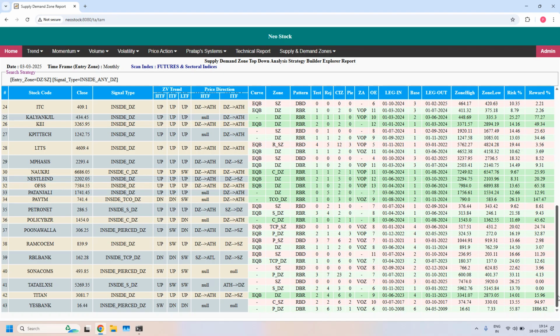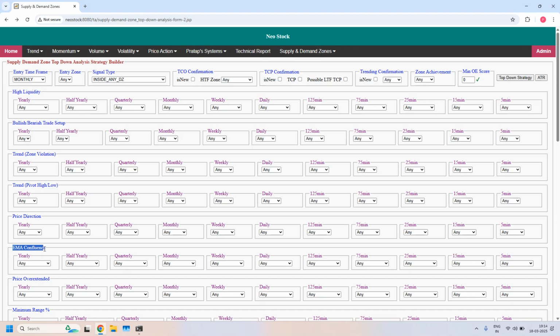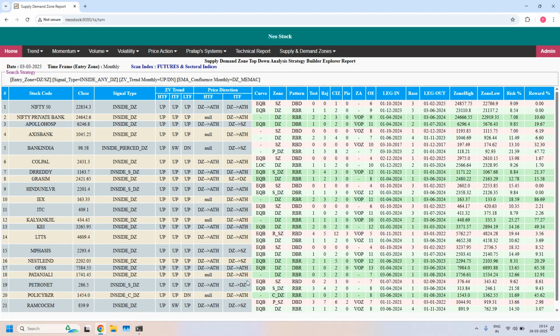Now let us verify out of these 43 how many are having monthly demand zones with monthly EMA confluence. So I'm going back in the EMA confluence at monthly time frame. Let us verify monthly demand zone having monthly EMA confluence, and trend on the monthly should not be sideways. It can be up or down. With these filters, the list has come down to 22 stocks. So first 21 stocks in the list.